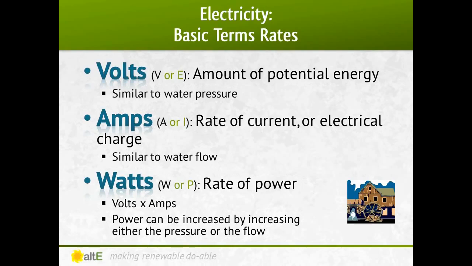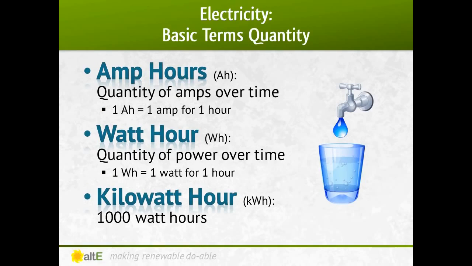Watts, abbreviated W or P for power, is the rate of power. It's how fast a device is using or making power. Watts equals volts times amps. Watts can be increased by increasing either the voltage or the amps. Like the amount of power a water turbine creates can be increased by increasing the water flow or the water pressure. Now that we've covered rates, let's move on to quantities.